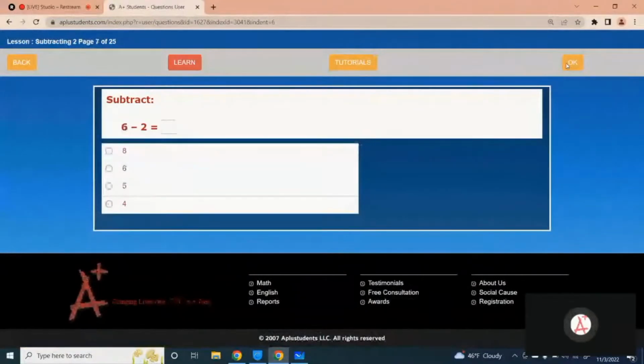Okay, now you have 6 take away 2. So 6 take away 2 is... 6 lines, take away 2 of them. So how many lines are you left with? 6 take away 2 is 4. Got it? So just select the correct option and then click on the OK button.